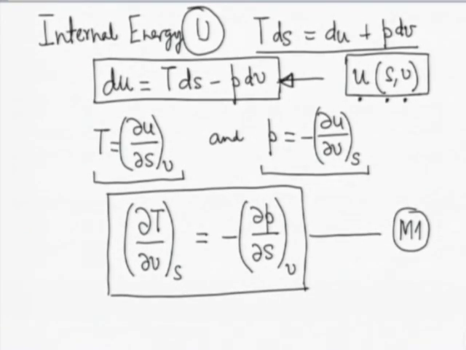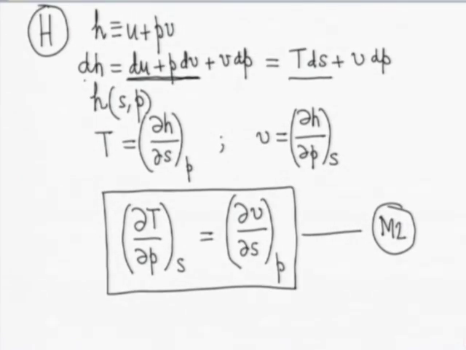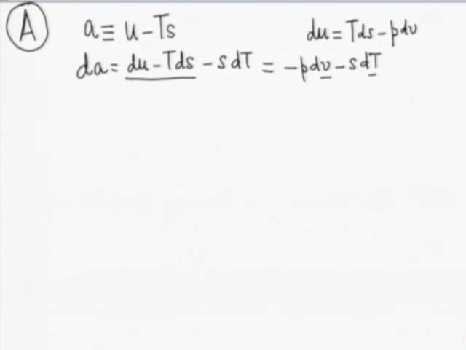Notice that for energy, it was entropy and volume. For enthalpy, it was entropy and pressure. For the Helmholtz function now, these are volume and temperature, or temperature and volume. The order is immaterial. Now, let us continue with our calculus.